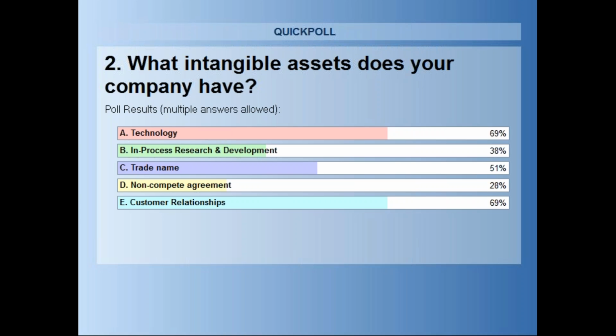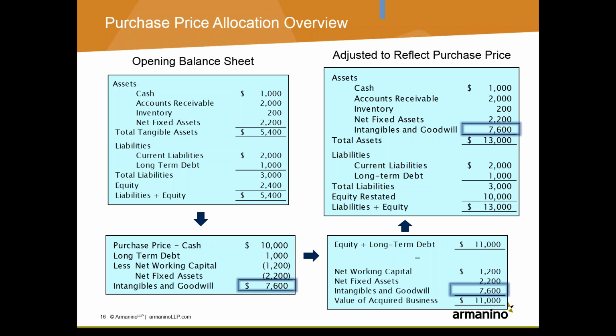So we have approximately 70% of the attendees have both technologies and customers as intangible assets. About half have a trade name, 40% in process research and development, which we'll explain what that is shortly, and a little less than 30% in non-compete. So that's about what we would expect to see. Okay. So I guess there's not a lot of financial institutions on the call.